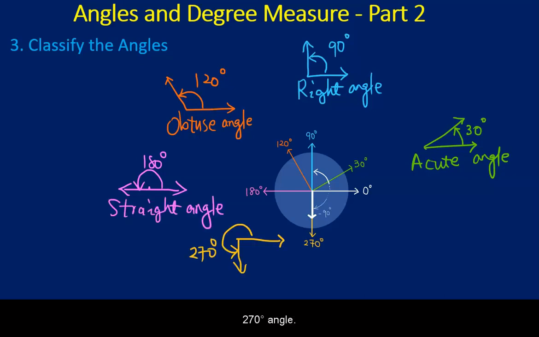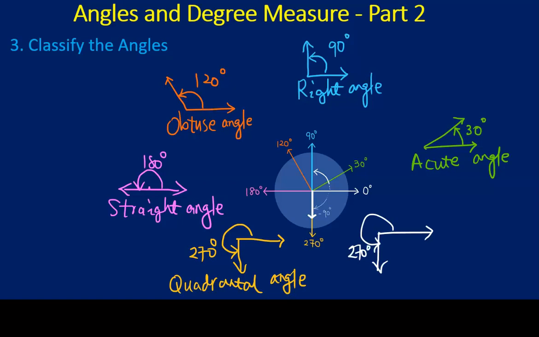270 degrees angle, the terminal side lies on the y-axis, the negative y-axis. That makes it a quadrantal angle. Last one, positive 270 degrees and the negative 90-degree angles, they have the same terminal side. They are coterminal angles.